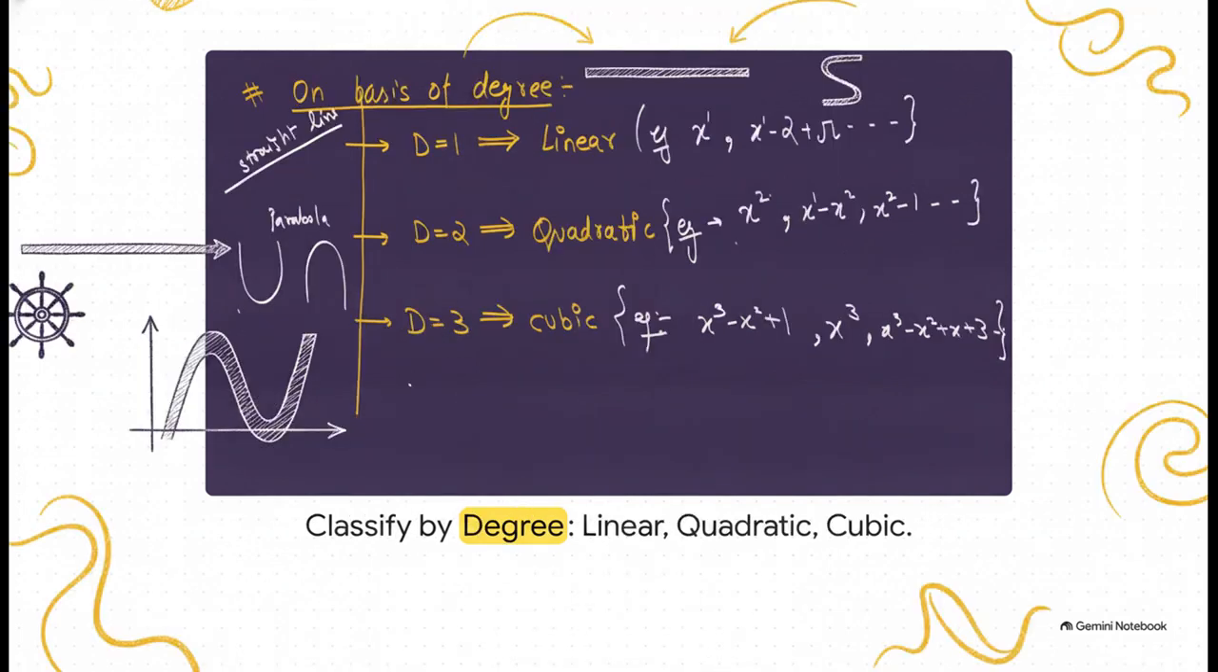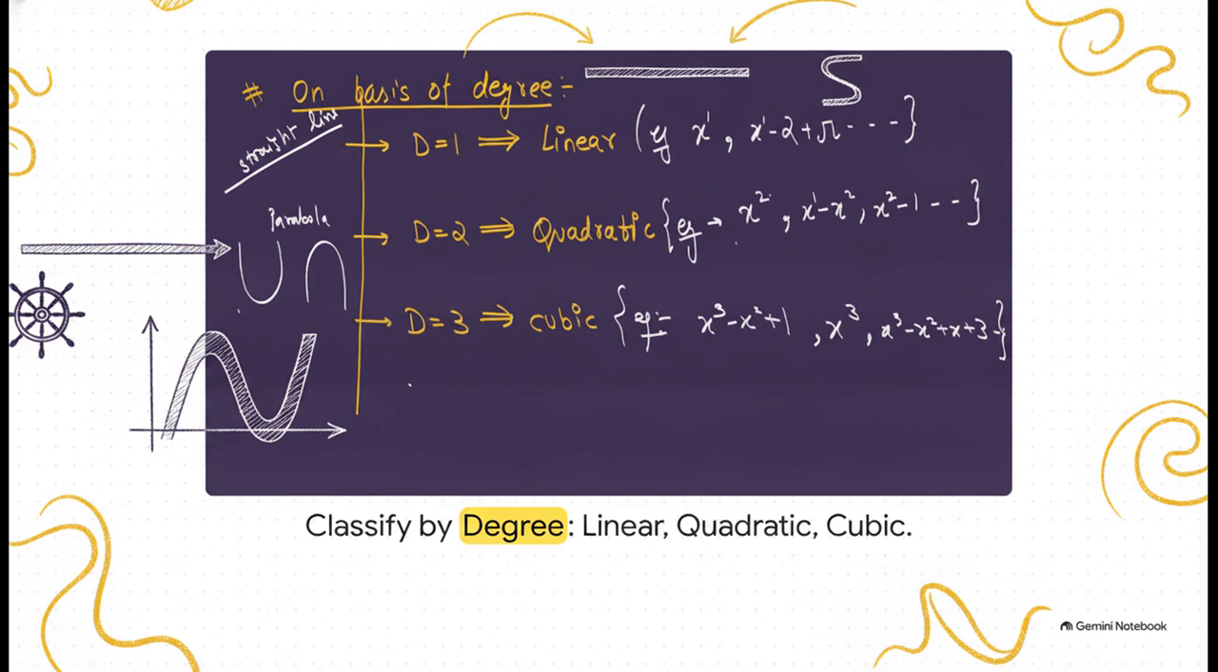And this brilliantly illustrates our second method, classification by degree. Now, the degree is just the absolute highest power of the variable present in the polynomial. If the highest power is a 1, we call it linear, because its graph makes a straight line. If the highest power is a 2, it's quadratic, which gives us that beautiful U-shaped parabola. Highest power is 3, that's a cubic polynomial. The degree is basically the captain of the ship.